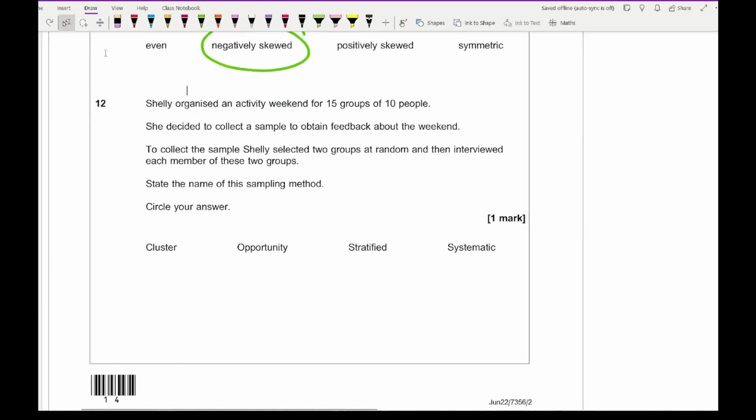Then for question 12, it says Shelley organised an activity weekend for 15 groups of 10 people. She decided to collect a sample to obtain feedback about the weekend. To collect a sample, Shelley selected 2 groups at random, then interviewed each member of these 2 groups. And it says state the name of the sampling method that she did. Now for this one, it may seem quite controversial, but it's going to be cluster, simply because she just picked the 2 out of the 15 groups and that was it.